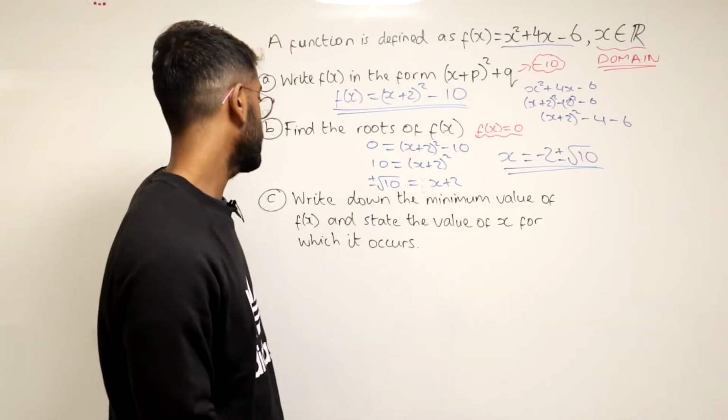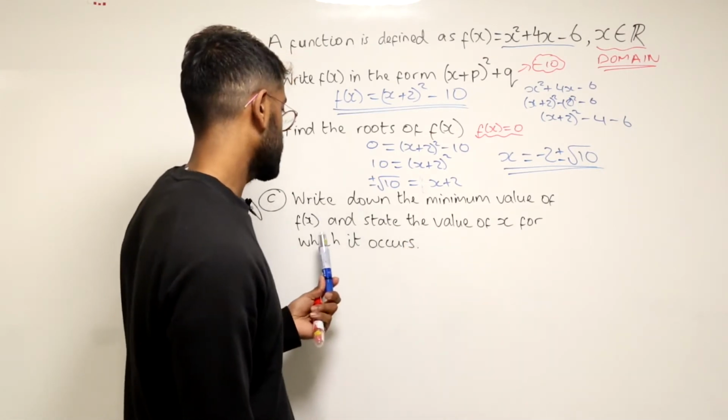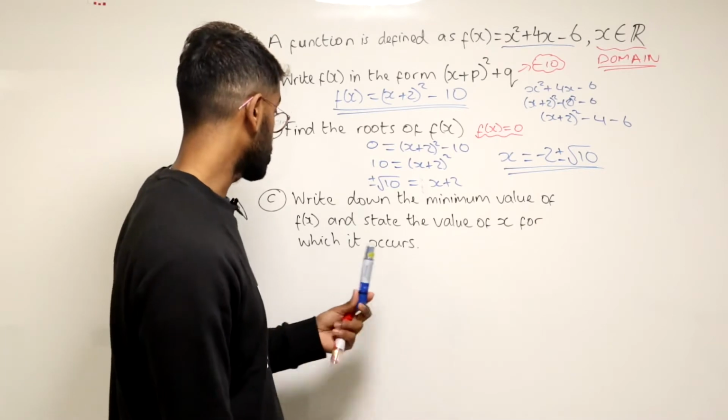Okay, and now part C. So write down the minimum value of f of x and state the value of x for which it occurs.